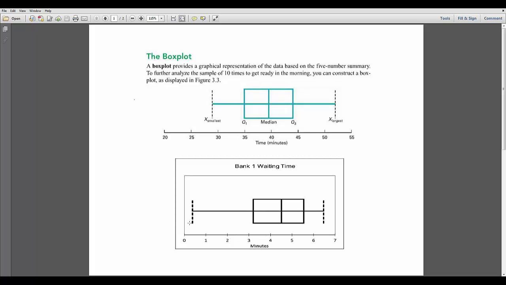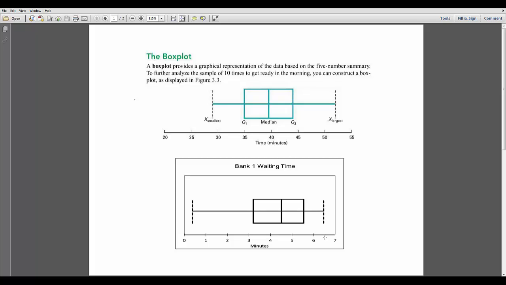We see our minimum waiting time was under a minute. It was 0.38, but here you can see that it's less than even half, so it was very quick. And our maximum waiting time was over 6 minutes, so probably about 6.5, and from our output we know that it was 6.46 from our 5-number summary. We know that. So box plots are very useful.